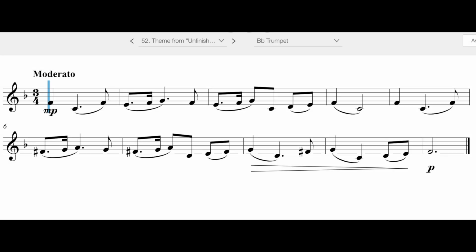Good morning or afternoon. We are looking at number 52, theme from Unfinished Symphony by Franz Schubert. Schubert was a late classical composer. He unfortunately died when he was 31 years old, but in his 31 years, he wrote nearly 700 individual pieces of music. This particular one is called Unfinished Symphony simply because it was never finished.